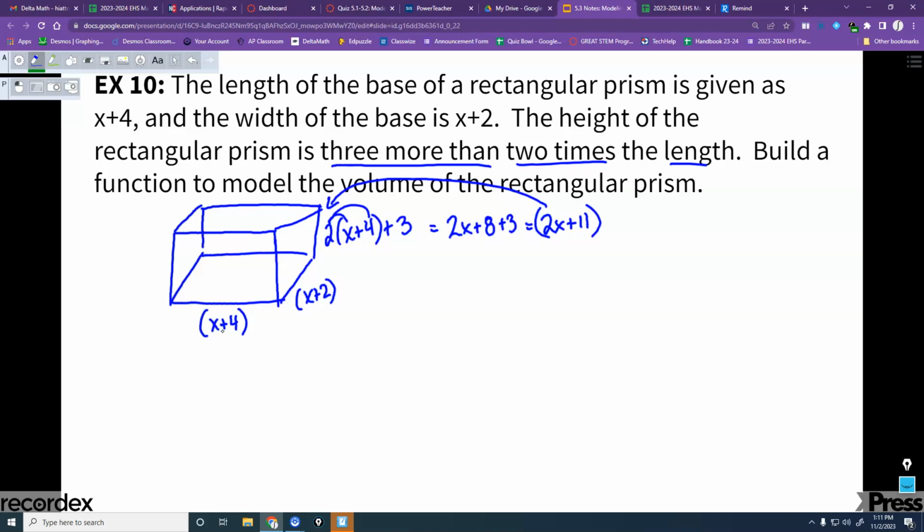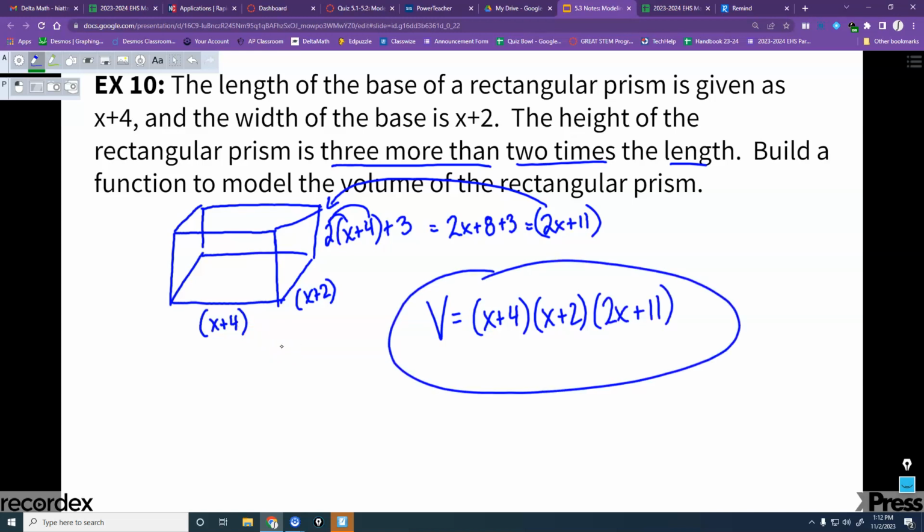So this side right here is 2x plus 11. If I want volume here, it's asking me to write an equation for my volume, right? How do I find volume of a rectangular prism? Length times width times height. X plus 4. Hold on just a second, Miles. X plus 2. 2x plus 11. Multiply those 3 things together. This is what it's asking for. It's not asking for an amount. It's asking for an equation. So if you knew what x was, like if x is 5, you could plug it in. If it changed to 7, you could plug it in and find the volume. Okay?